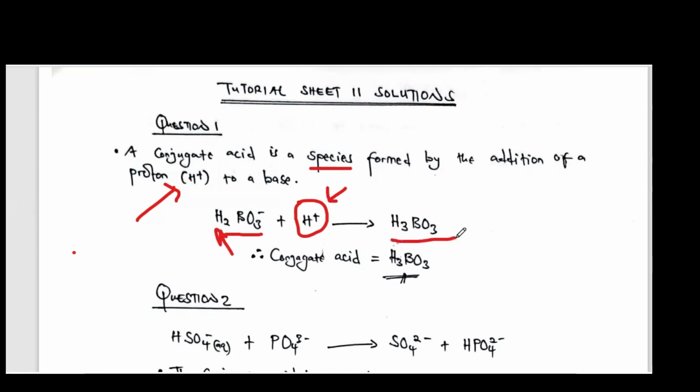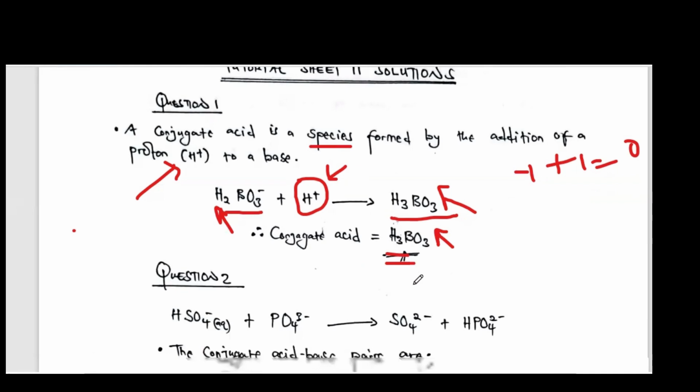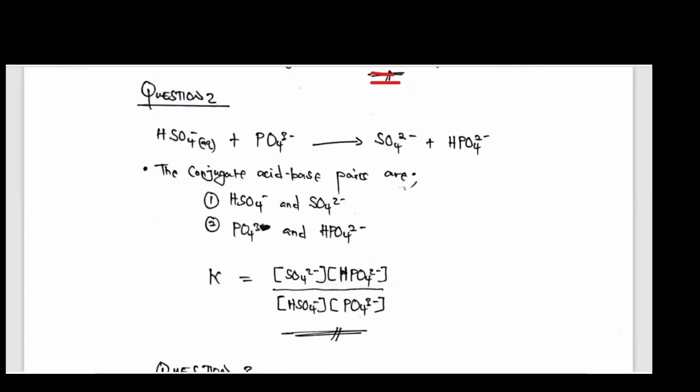So whatever I got there is our conjugate acid. The hydrogens were 2, we add another hydrogen, it becomes 3, and the charge was minus 1 plus 1. When they combine, they form a neutral one. Minus 1 plus 1 is 0, so this species is neutral, and it acts as our conjugate acid. All right, we go to number 2.